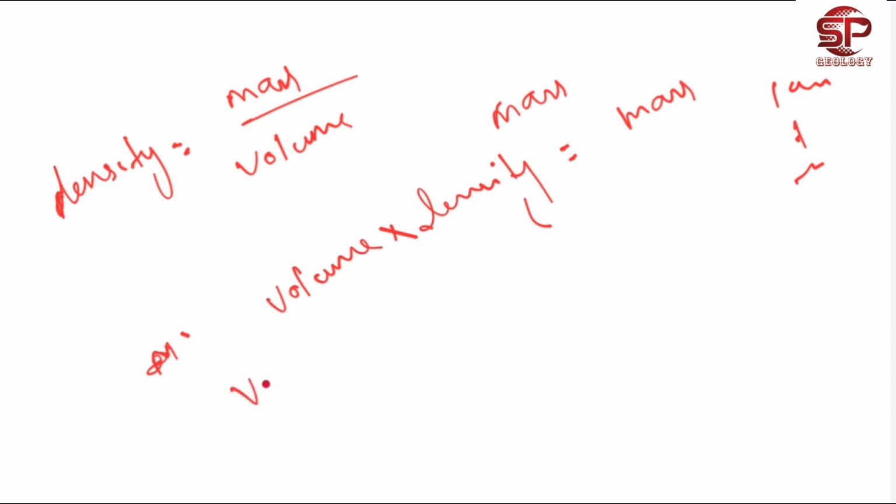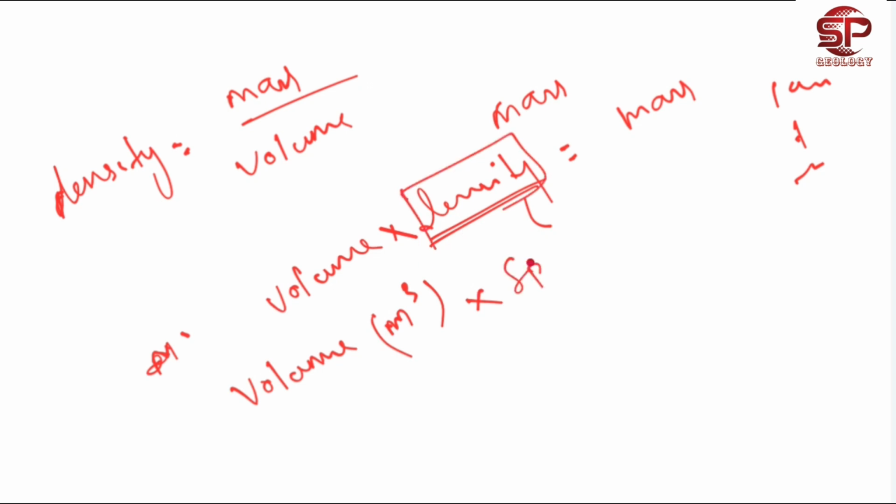If you are multiplying volume in meter cube and this density is converted to specific gravity, then the outcome will be in tons. If you are not agreed with this formula, then you can calculate it dimensionally. Volume in meter cube and density converted to specific gravity, the result will be in tons, like 10 to the power 3.